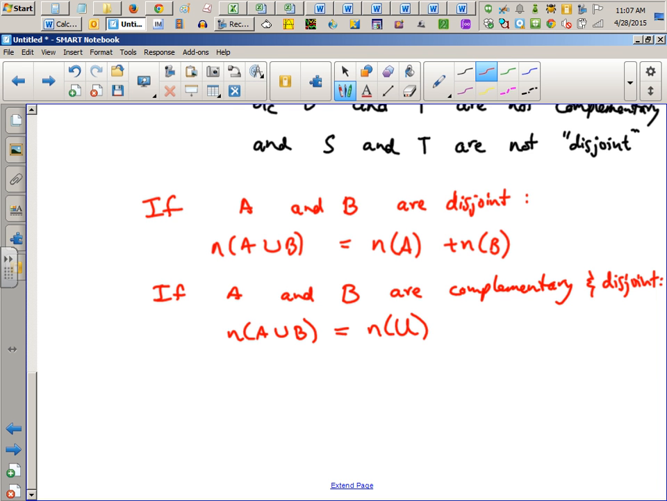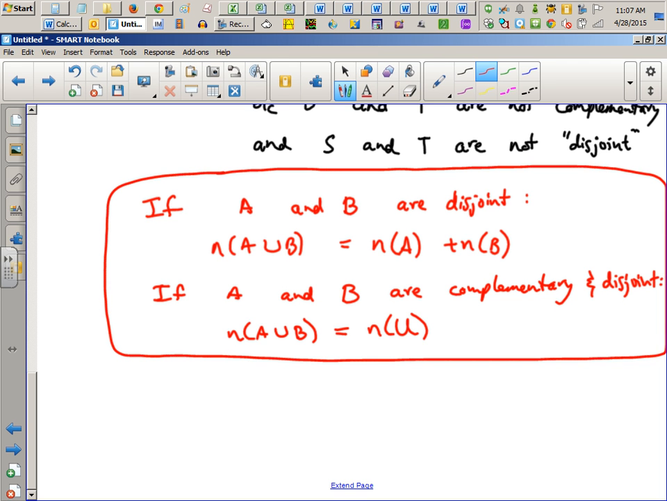Okay, so these are just some rules you can hang your hat on. These are definitely true.